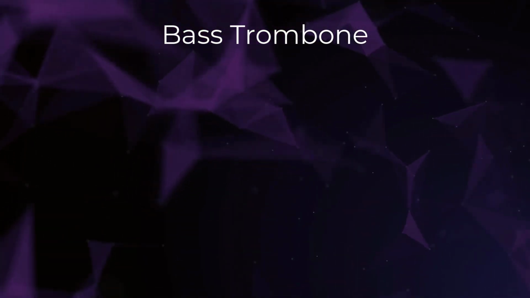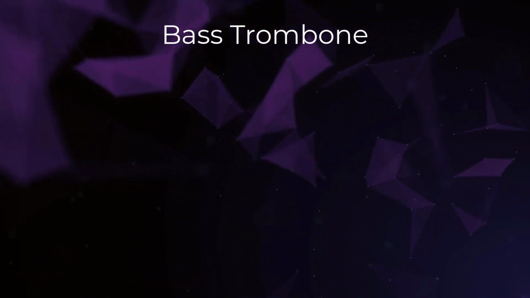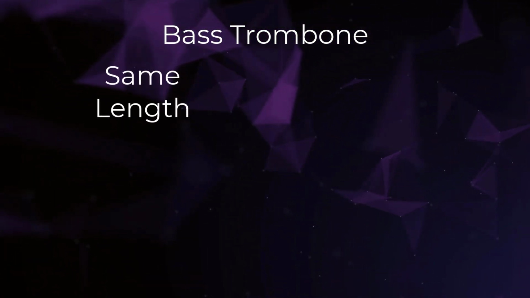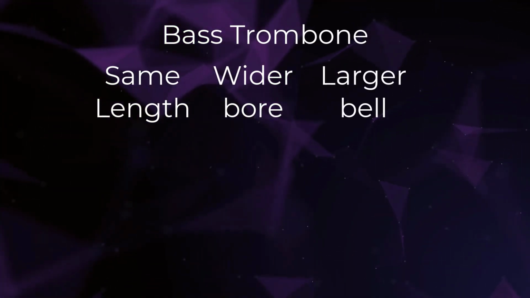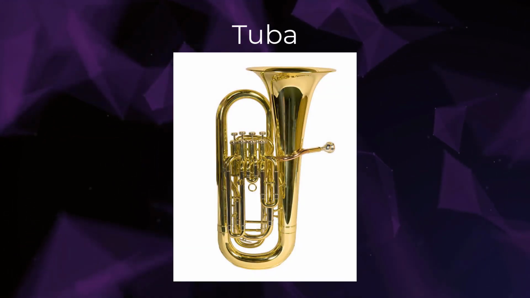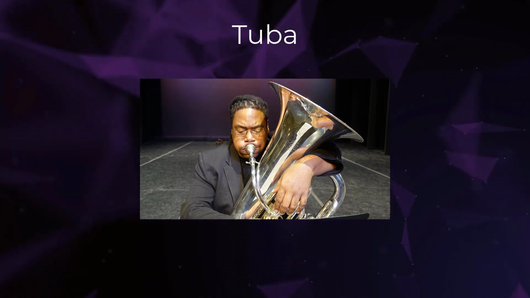Rather than it being longer than a typical trombone, as the rest of the instruments we've looked at so far are, it is actually the same length, but has a wider bore and a larger bell to help bring out its lower register. The lowest brass instrument is the tuba, held with the bell pointing straight up, with the remainder of the instrument resting in the lap of the player.